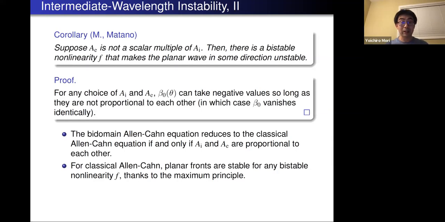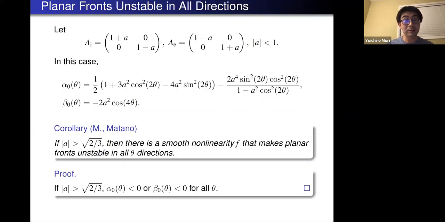However, in the bidomain Allen-Cahn equation, if AI and AE are not proportional to each other, which is precisely the case when the bidomain equation is not equivalent to the classical Allen-Cahn equation, in that case, you can always find a bistable nonlinearity f so that the planar front is unstable in some direction. In fact, it is even possible to construct an example in which the planar fronts are unstable in every direction.